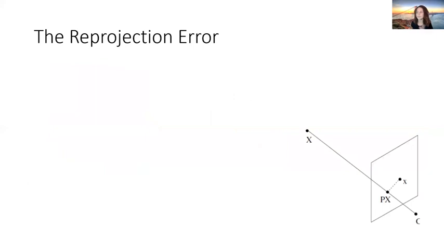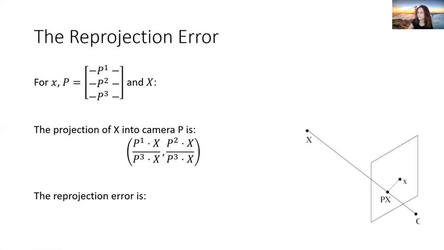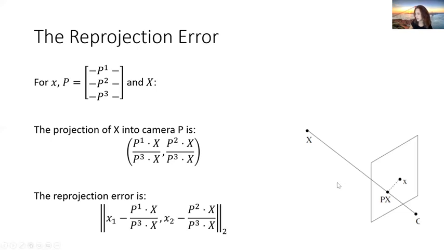Many of these methods have in common that they try to minimize the reprojection error. And you've already seen this. If I have the 2D image point x, and I have P, the camera matrix, and capital X, which is the 3D point, I can calculate the projection of X onto P by this formula. Meaning I multiply P by X and I divide by the third coordinate. And the reprojection error is the Euclidean distance between this point and the projected point. So this is what I would like to minimize.